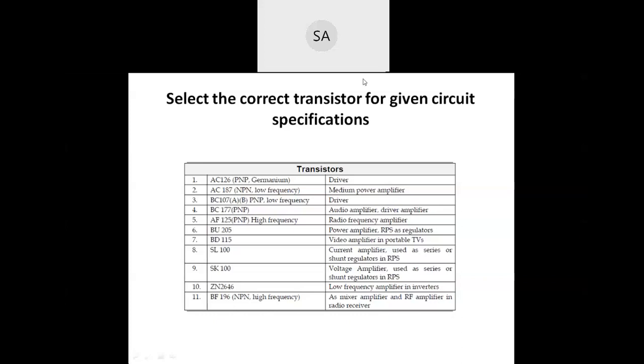And BF196 NPN high frequency is used as mixer amplifiers and RF amplifiers in radio frequencies. So high frequencies are used in the RF, radio frequency amplifiers, and low frequency will be used in the medium power amplifications and audio power amplifications, and the driver amplifiers. So these are the transistors we have to choose for the different applications and the different specifications. We will choose the values.